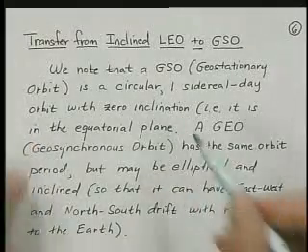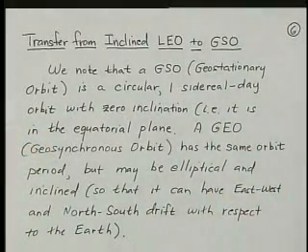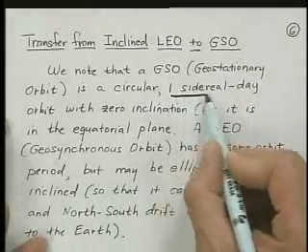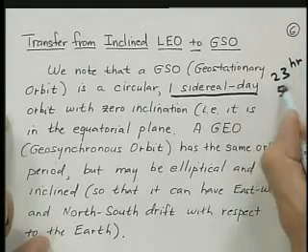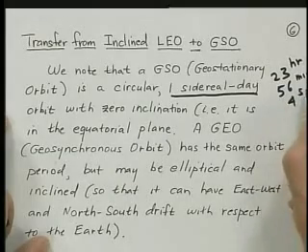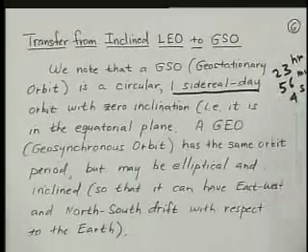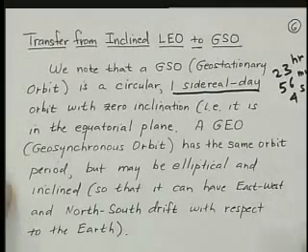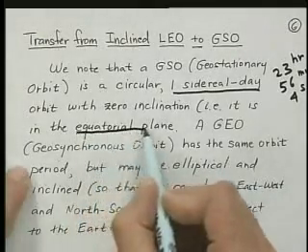We note that a geostationary orbit, or GSO, is a circular one sidereal day orbit with zero inclination. By one sidereal day, I mean 23 hours, 56 minutes, and 4 seconds. It's not a 24-hour day that we're interested in. We're interested in the time it takes the Earth to rotate once inertially, not once with respect to the Sun. And so that's a little bit less than 24 hours. So that's the orbit period we want. And we'd like to have zero inclination, so we want to be in the equatorial plane.